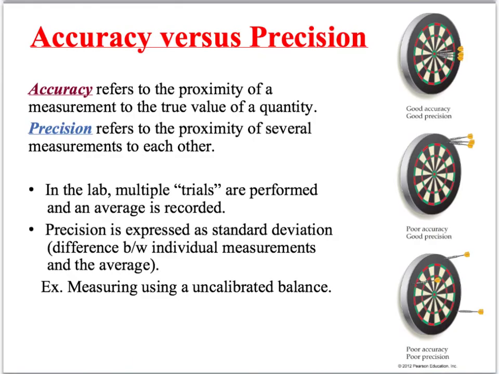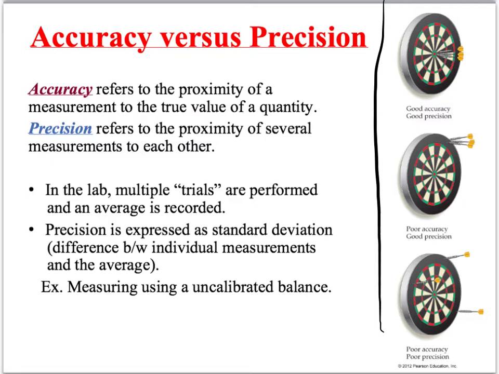Alright, so now we can turn to precision and accuracy. Precision and accuracy are frequently discussed with measurements. It's important to understand the difference between the two. An easy way to think about it is playing darts, and that's what's shown over here on the right. Accuracy refers to the proximity of a measurement to the true value of a quantity.